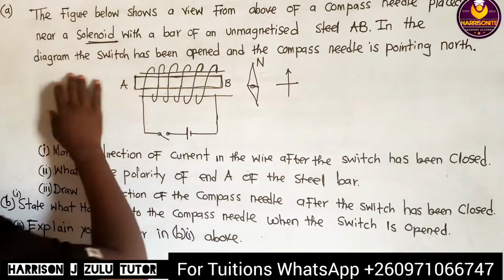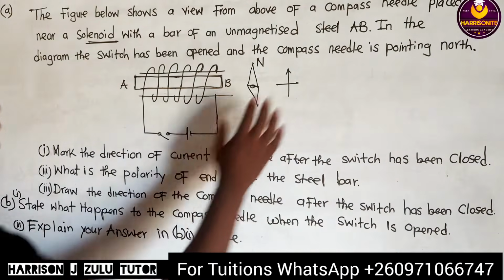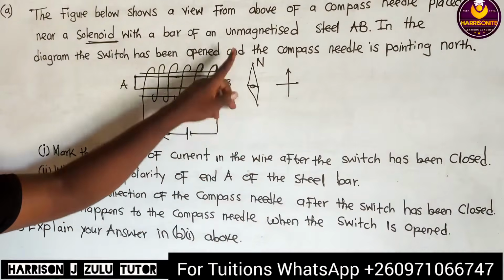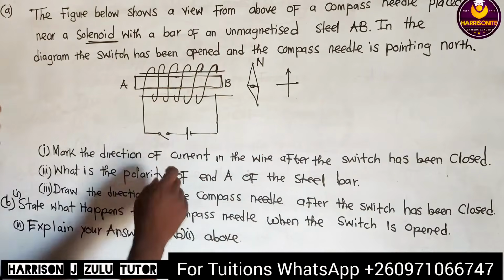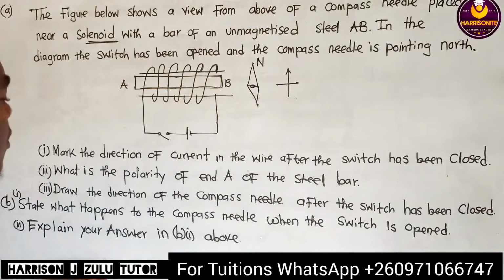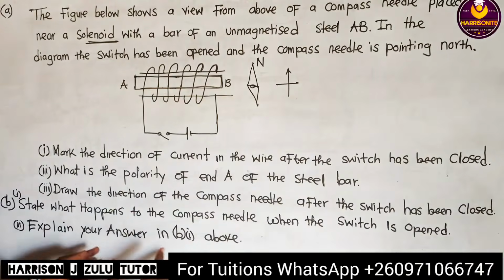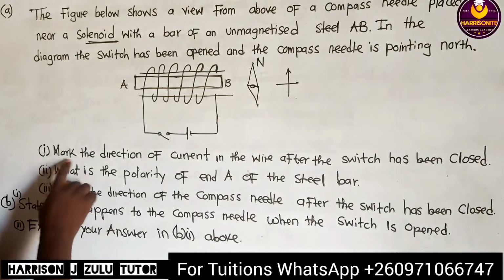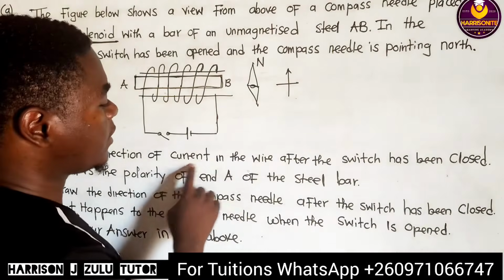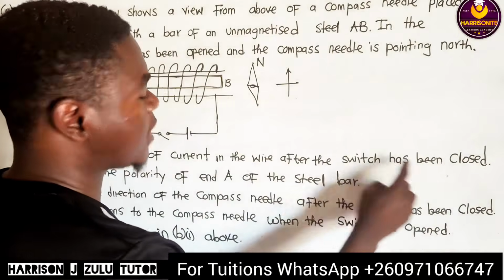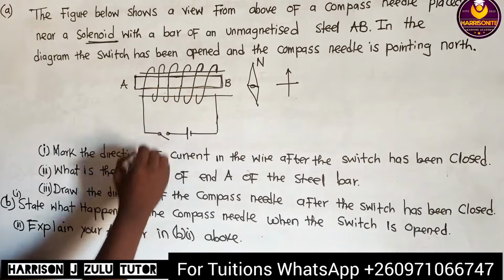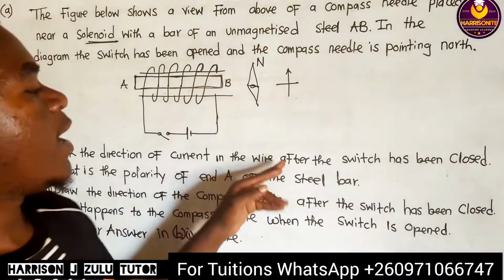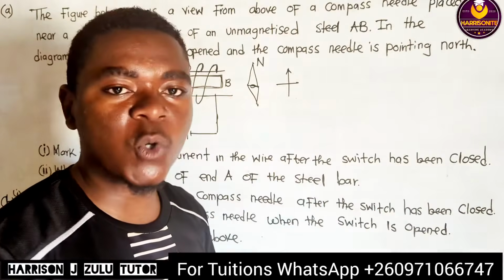In the diagram, the switch has been opened and the compass needle is pointing north. Have you seen it is pointing what? It is pointing north. Then the first question, I want you to follow me clearly and attentively: mark the direction of the current in the wire after the switch has been closed.